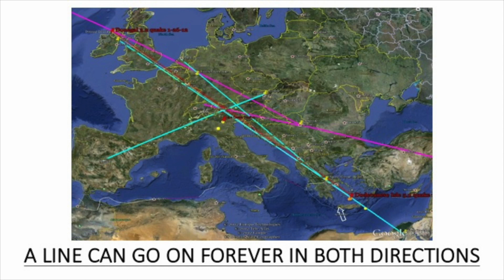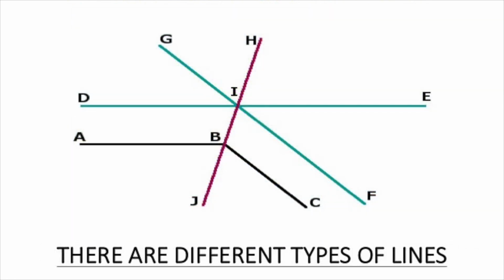But what do you notice about the lines, guys? Are they curved? They're all straight. That's the characteristic of a line. But there are different types of lines. Yes, let's explore the different types of lines.